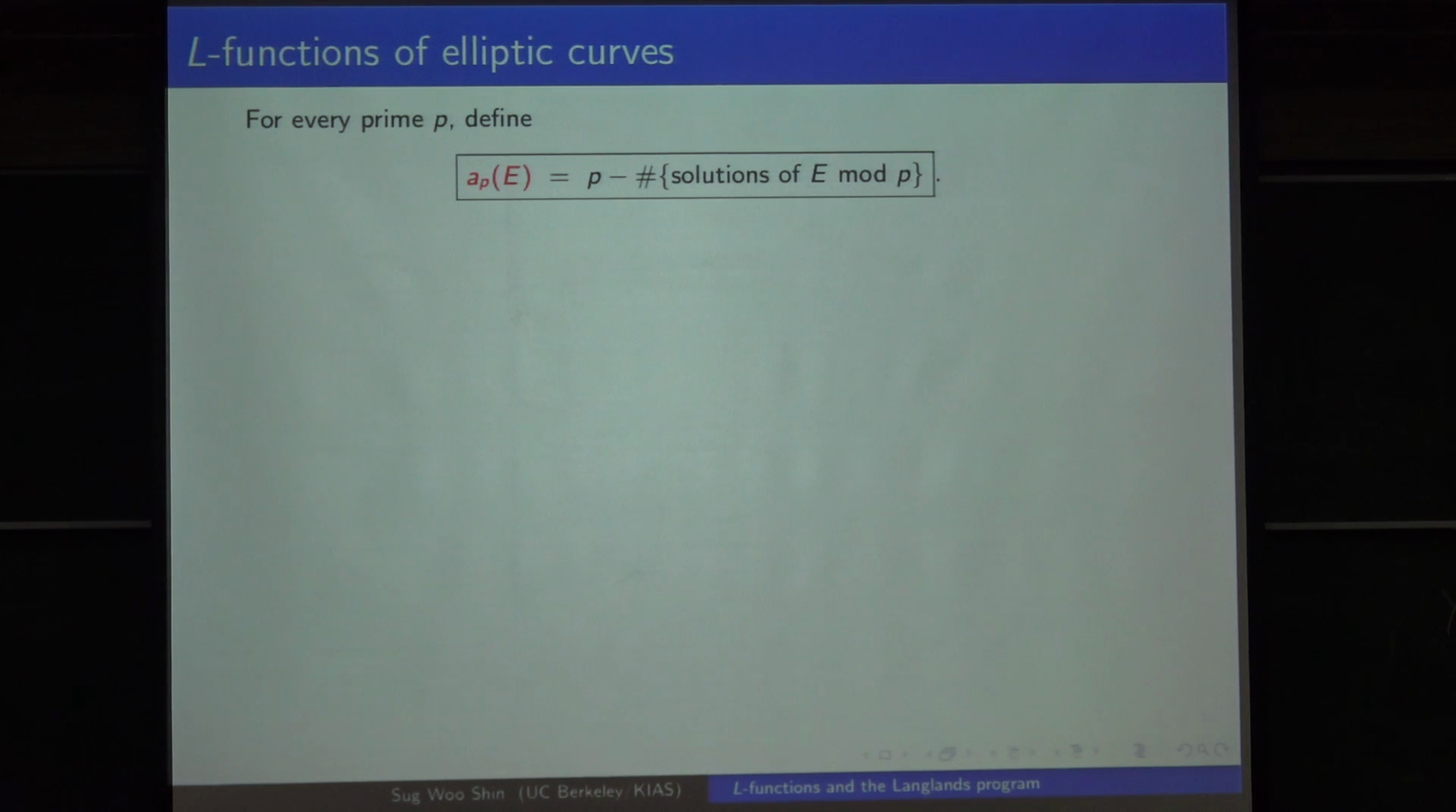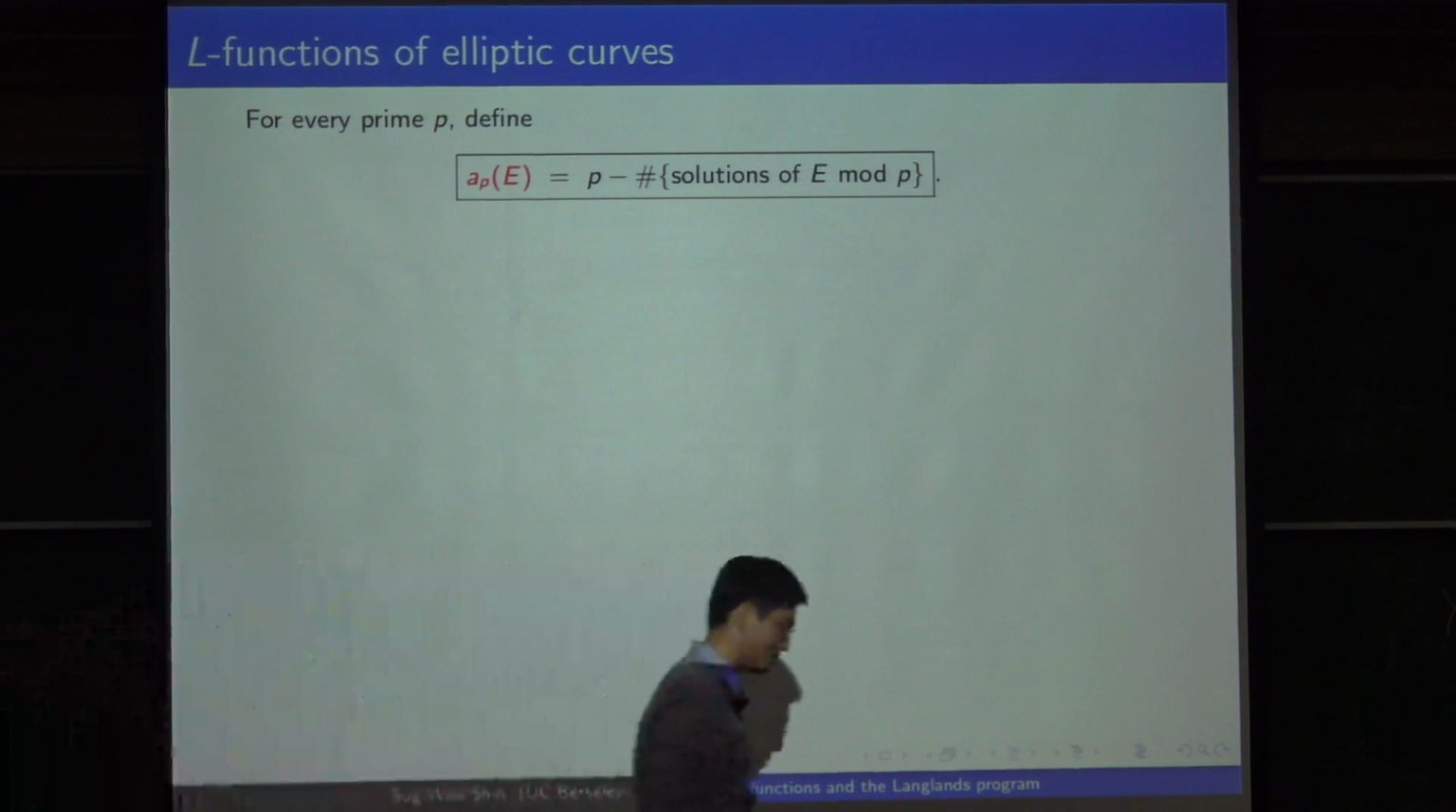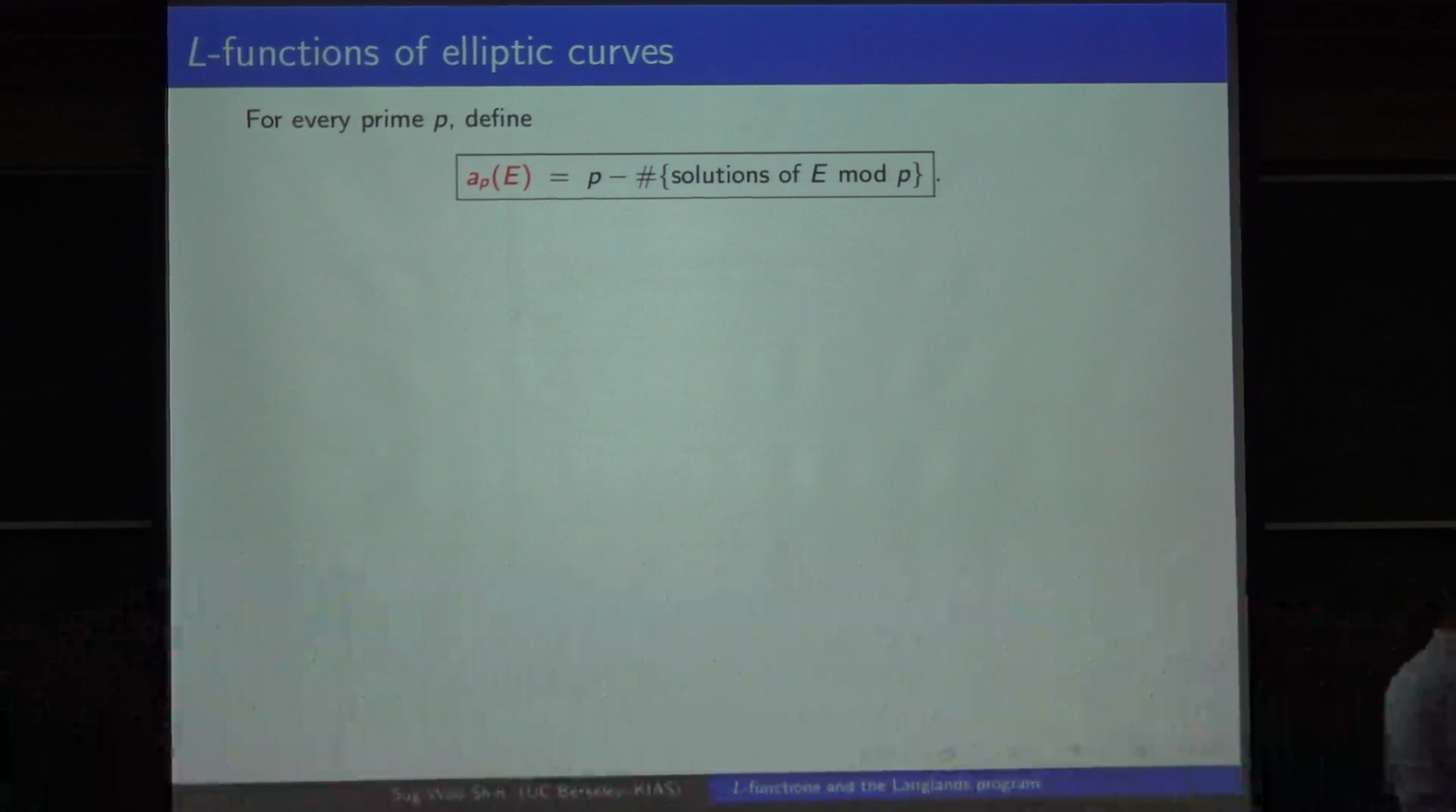And you have two variables, x and y. So there are p possibilities for x, p possibilities for y. So there are p squared possibilities. That's the maximum possible number of solutions. But you just count those solutions that really satisfy the equation, modulo p. And that's a technical definition.